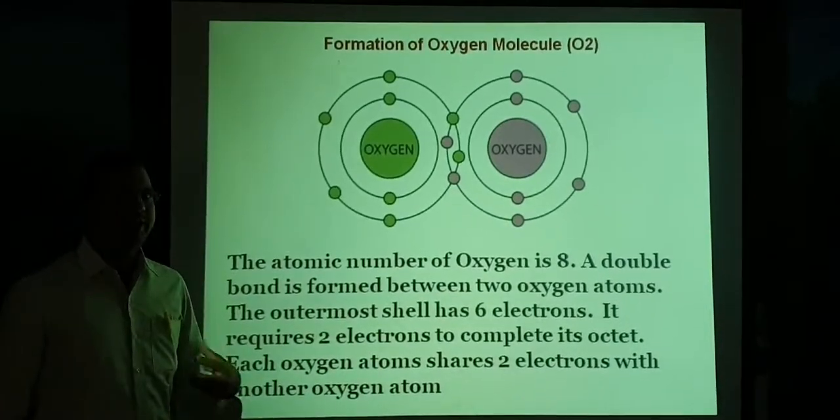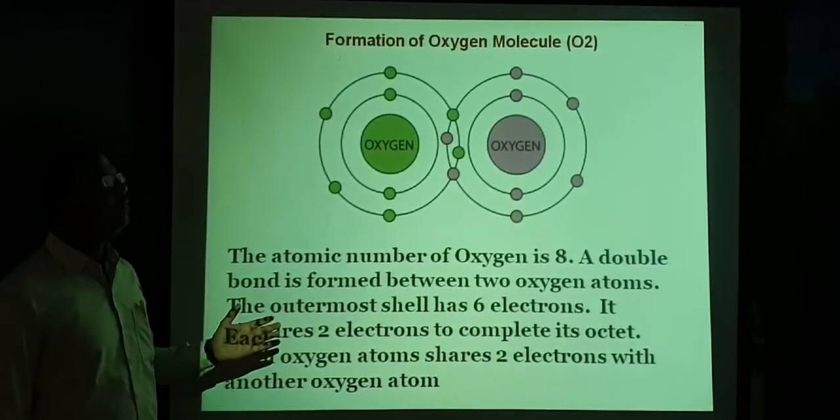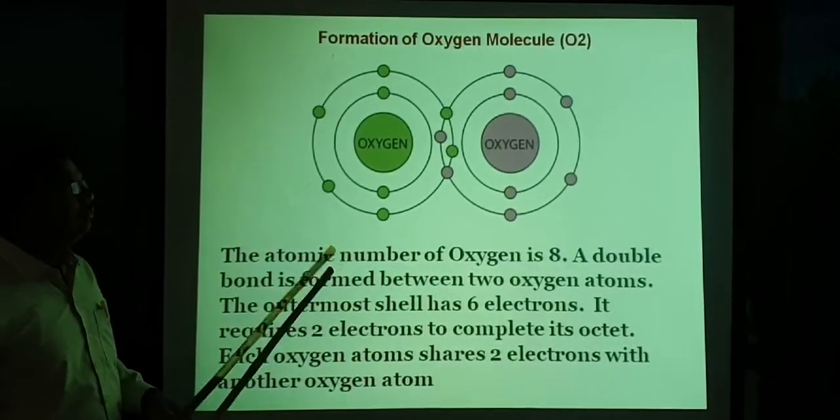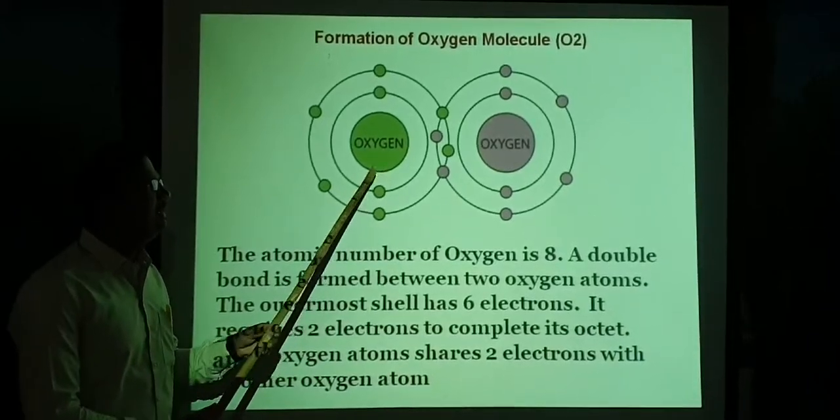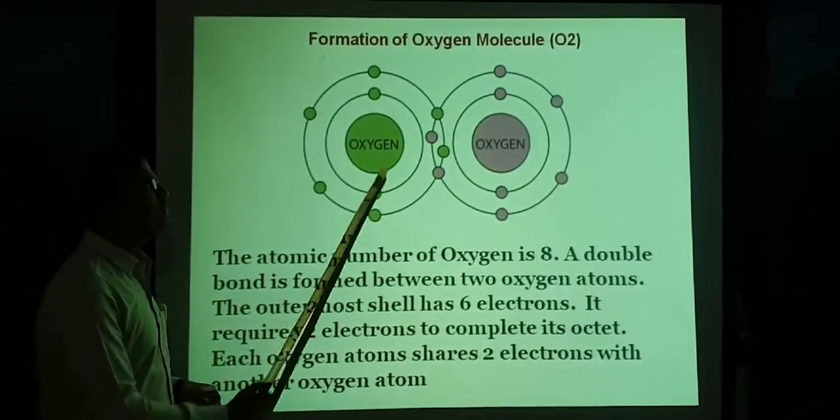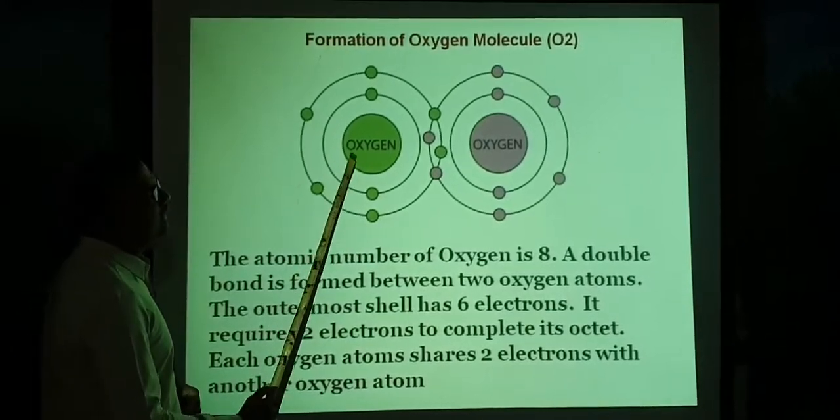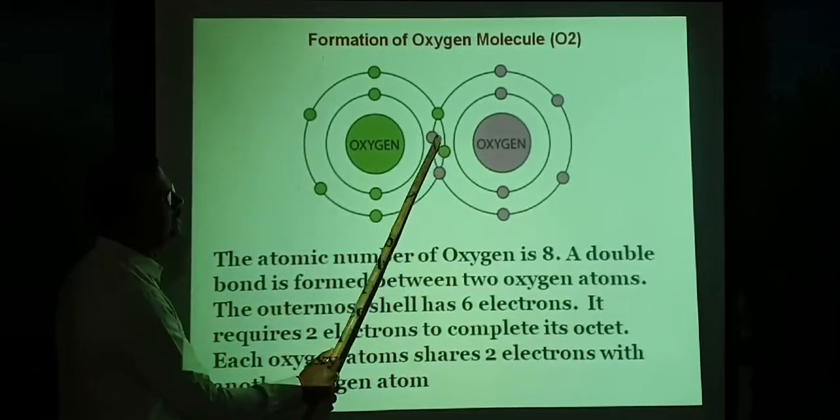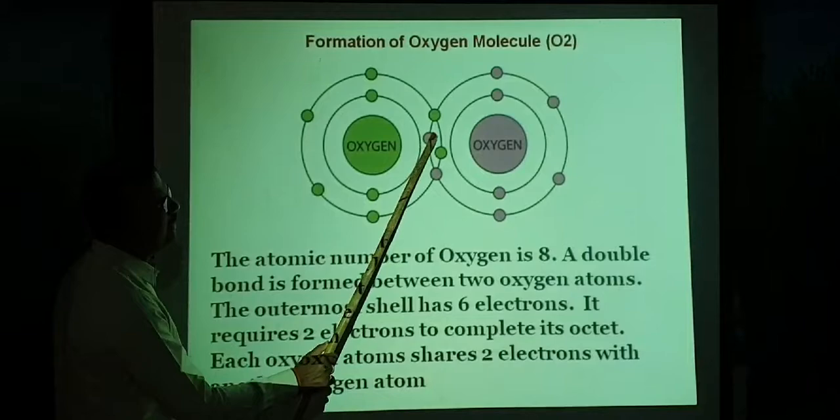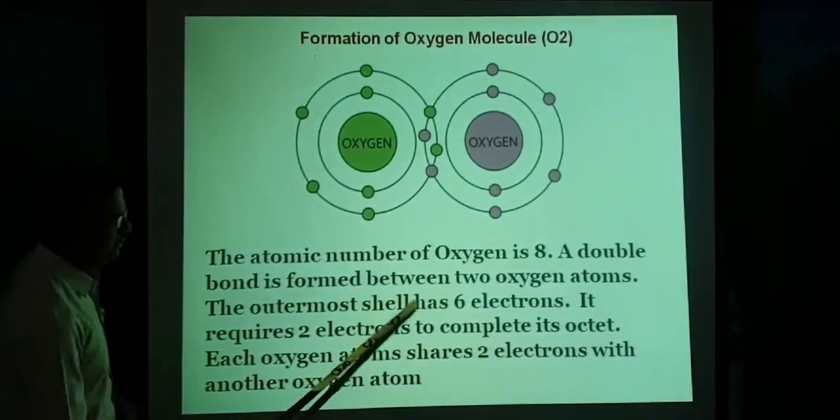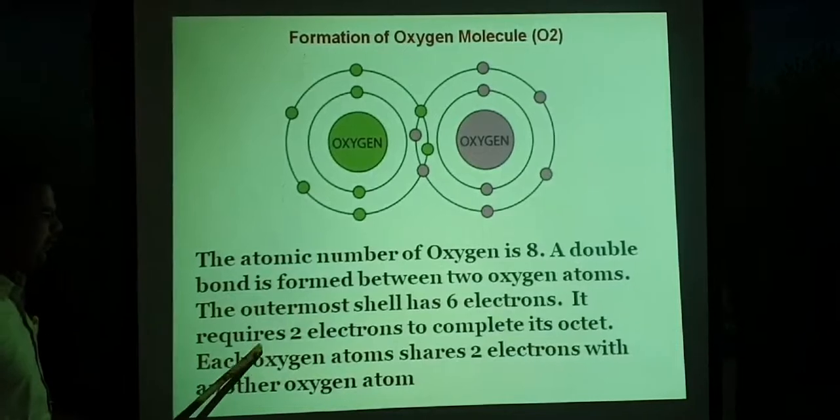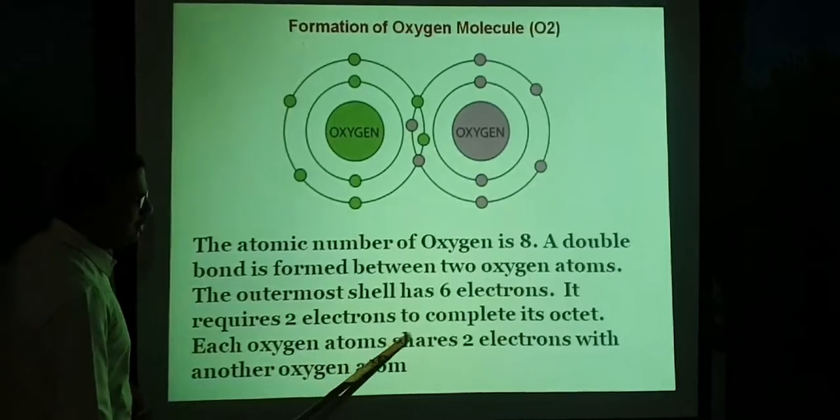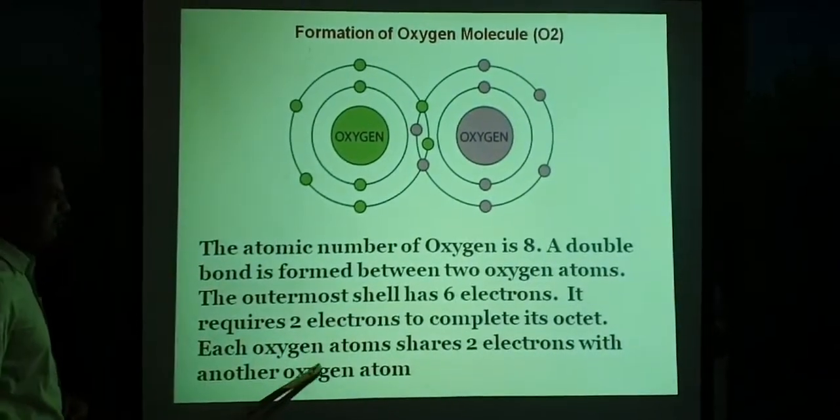To attain stability, to complete its octet structure, it requires 2 more electrons in its outermost shell. One oxygen atom gets these 2 electrons by sharing with another oxygen atom. Here it is, 1, 2, and it shares with another oxygen atom. Each oxygen atom requires 2 electrons to complete its octet, so each shares 2 electrons with the other oxygen atom.